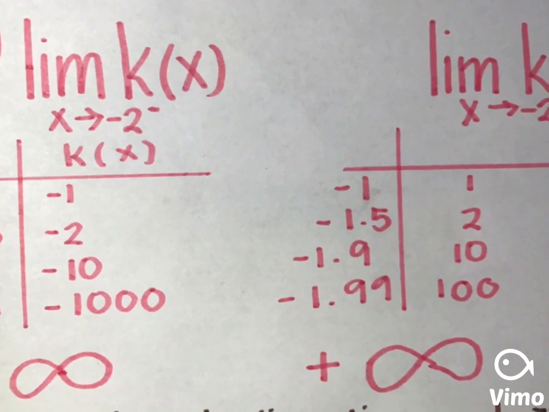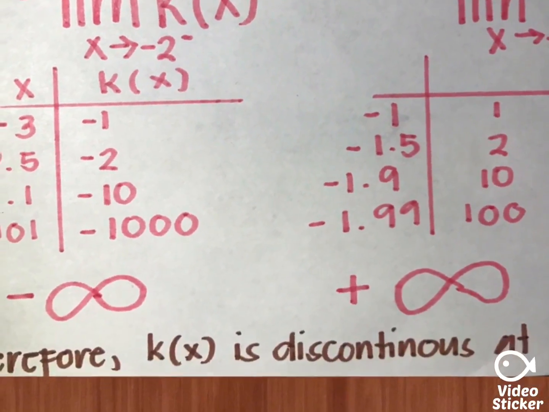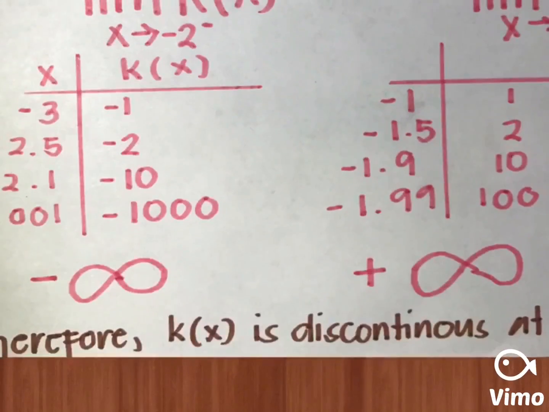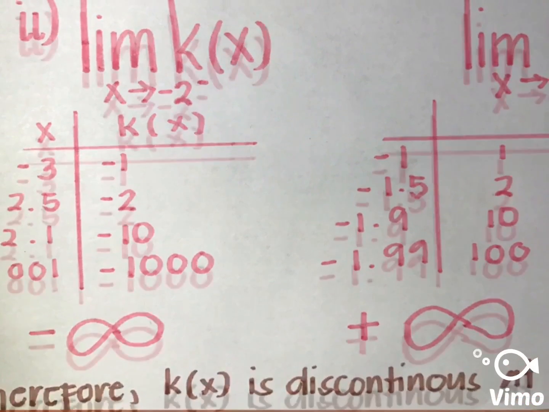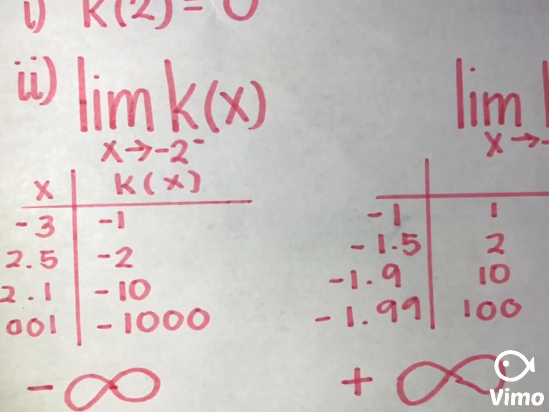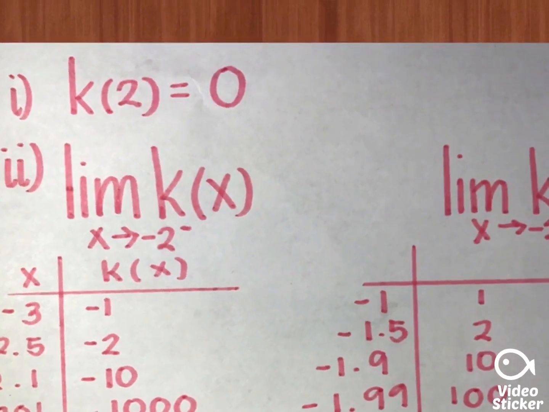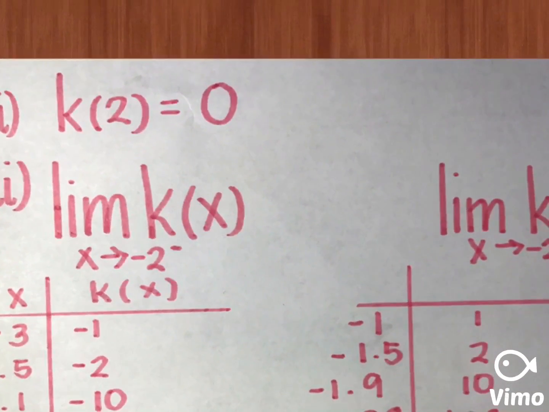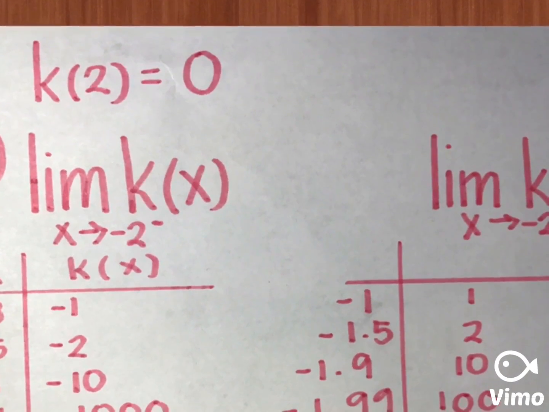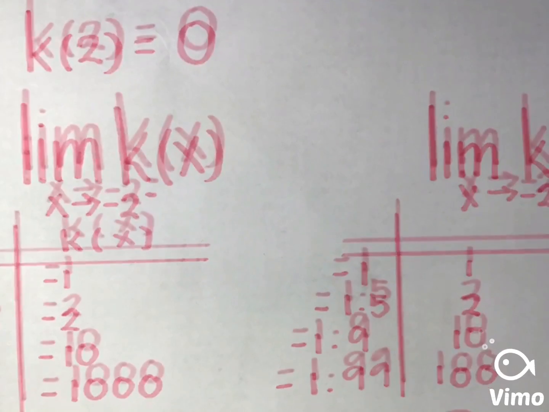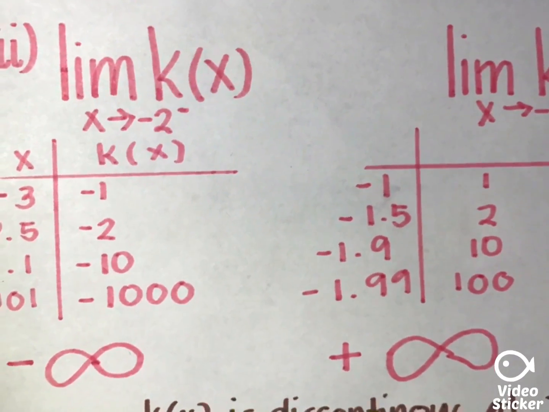Second condition, the limit of k of x as x approaches negative 2 from the left. Suppose that x is equal to negative 3, negative 2.5, negative 2.1, negative 2.001. Then k of x is equal to negative 1, negative 2, negative 10, and negative 1000.